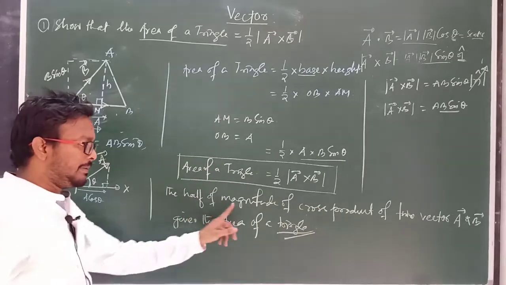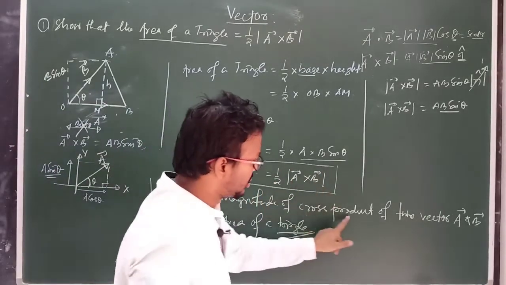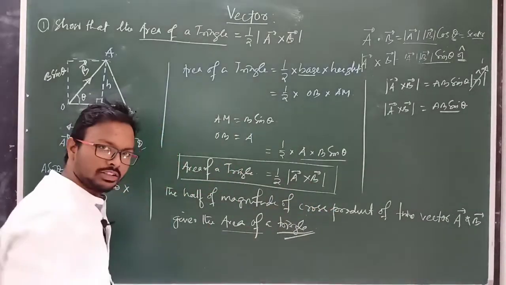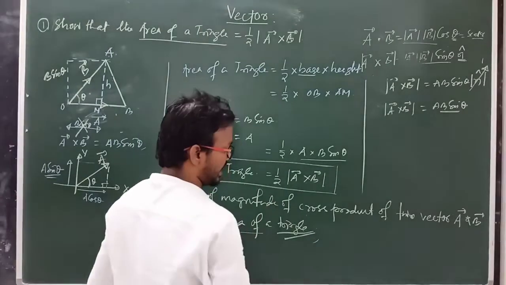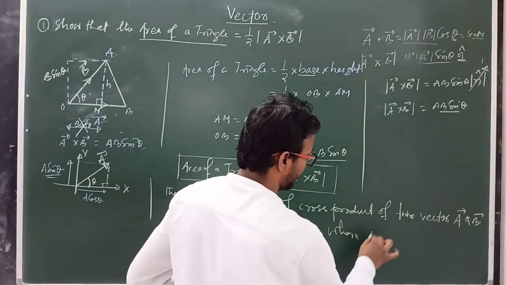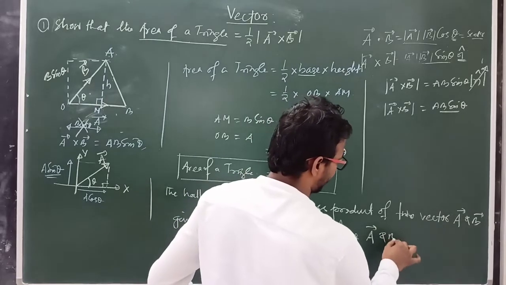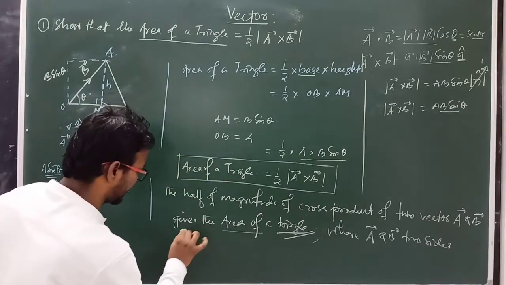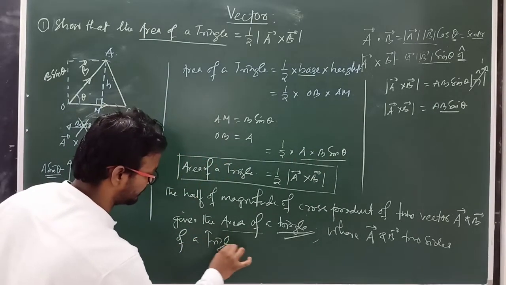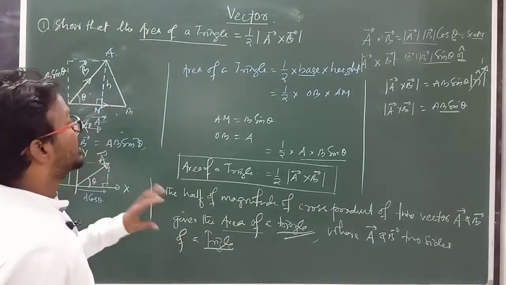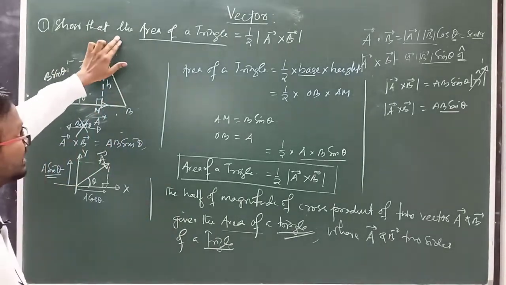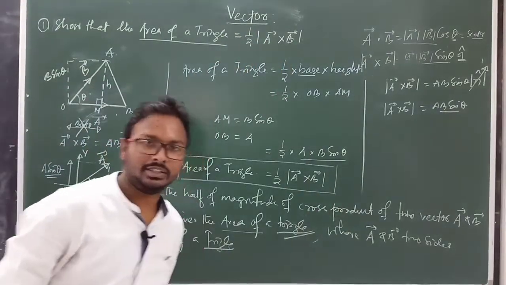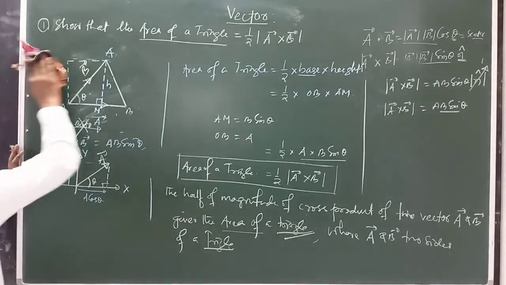Clear? So half of the magnitude of the cross product of two vectors A and B gives the area of the triangle, where A and B vectors are two sides of a triangle. Clear? So a question may ask in your exam that the area of a triangle equals half of the magnitude of A cross B. Clear? Okay. Now let's start the next application.